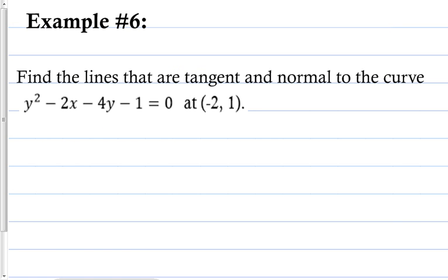Find the lines that are tangent and normal to the curve. So tangent lines have the same slope. So whatever slope I end up with, that's what I'm going to use to write the equation. Normal lines are perpendicular, so the slope is the opposite reciprocal.